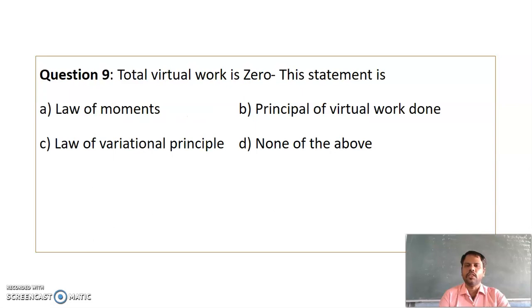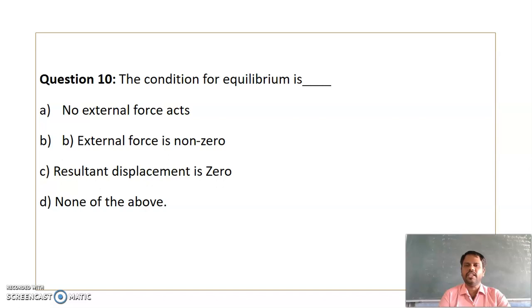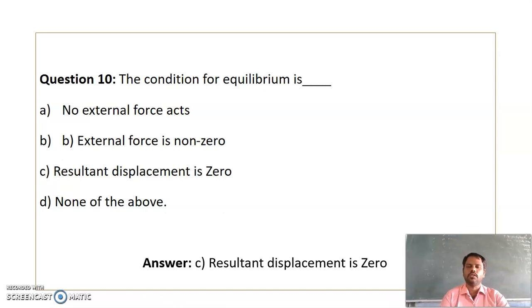Question number 9. The total virtual work is 0. This statement is the principle of virtual work. Question number 10. The condition for equilibrium is that the resultant displacement should be 0. So the answer is 0.